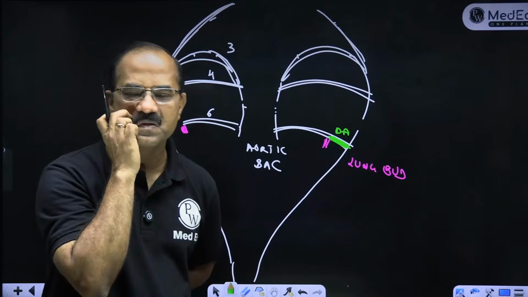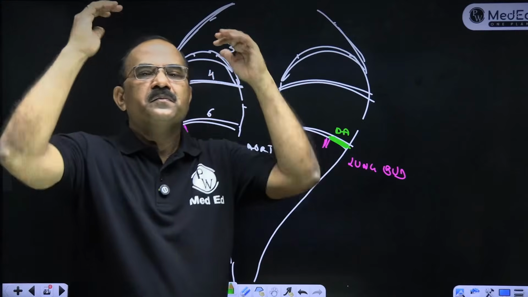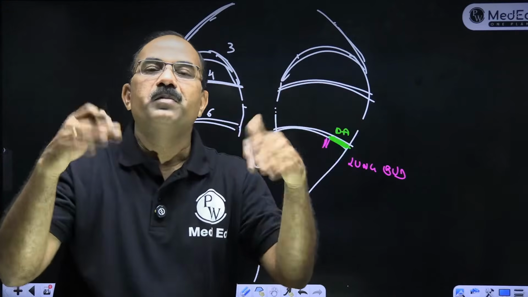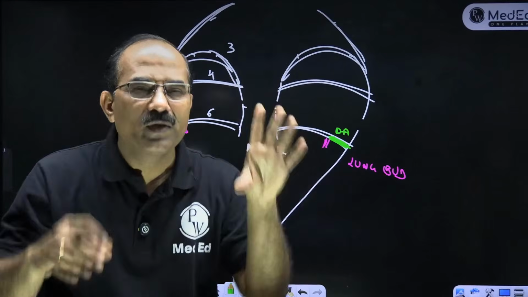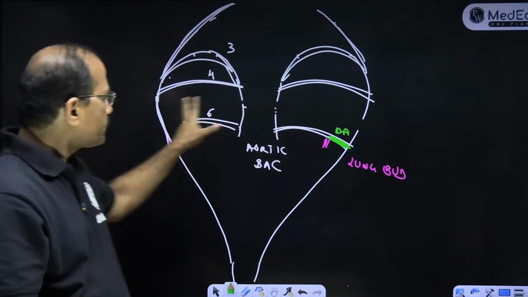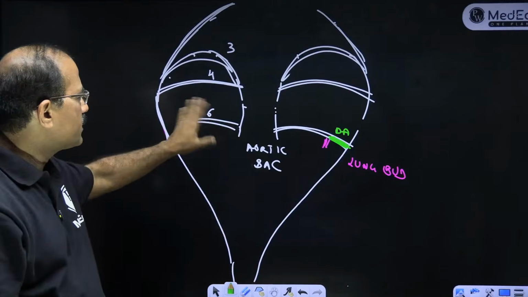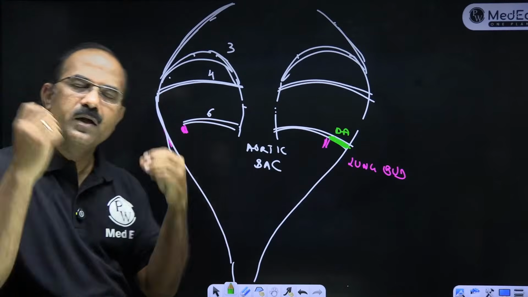Ductus arteriosus. ठीक है, ये सब बहुत important है. So the sixth arch artery is going to form the pulmonary artery. It gives a small artery to the lungs, that is lung bud. On the right side, the part of the sixth arch artery between the lung bud and the aorta disappears off.